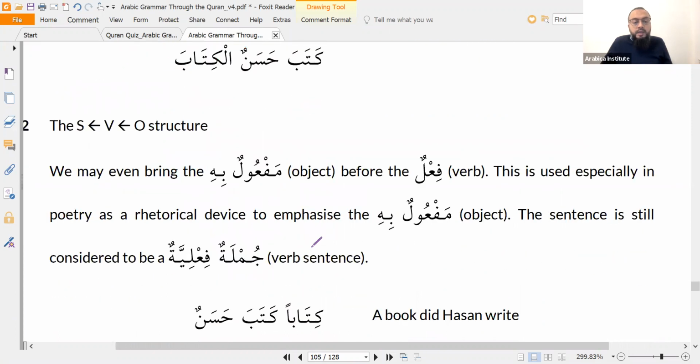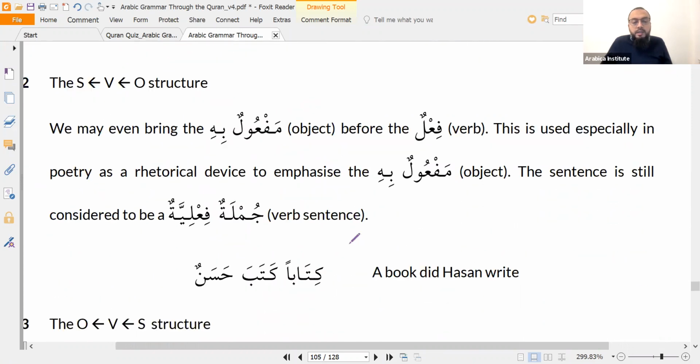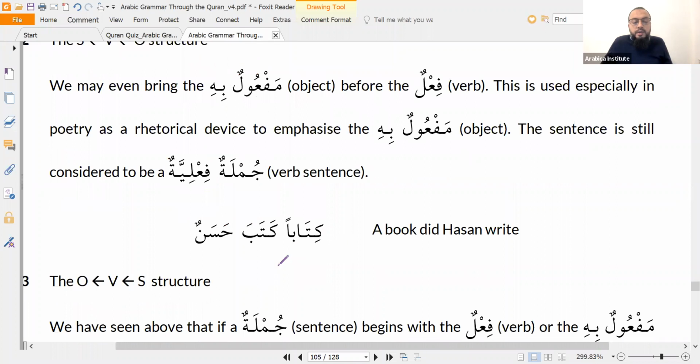Right, now let's have a look at putting the object right at the beginning. So Arabic doesn't really have any strictures on where you can put the object. You could actually even put the object right at the beginning and say literally a book did Hassan write. A book did write Hassan. That's the word structure. Kitaban kataba Hassanun. When you do that, guess, is this a noun sentence or a verb sentence?